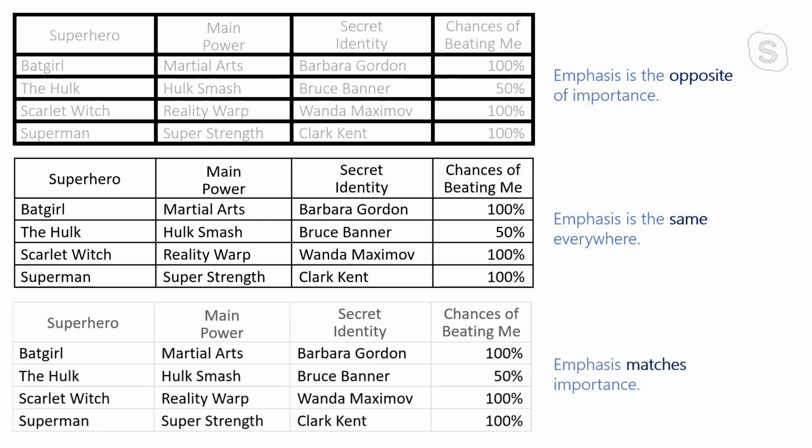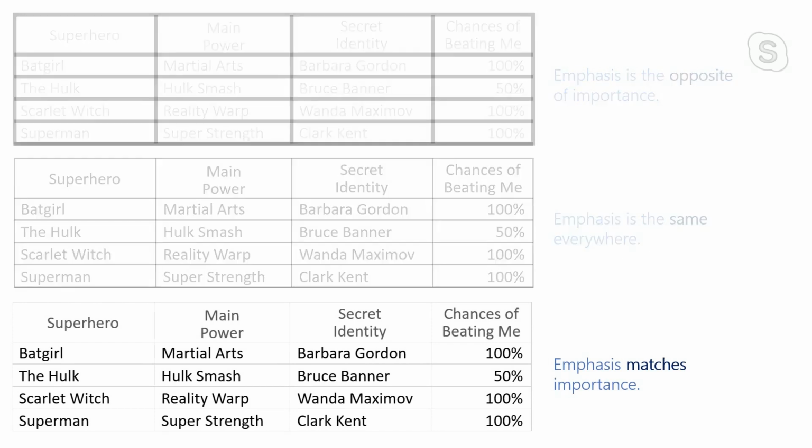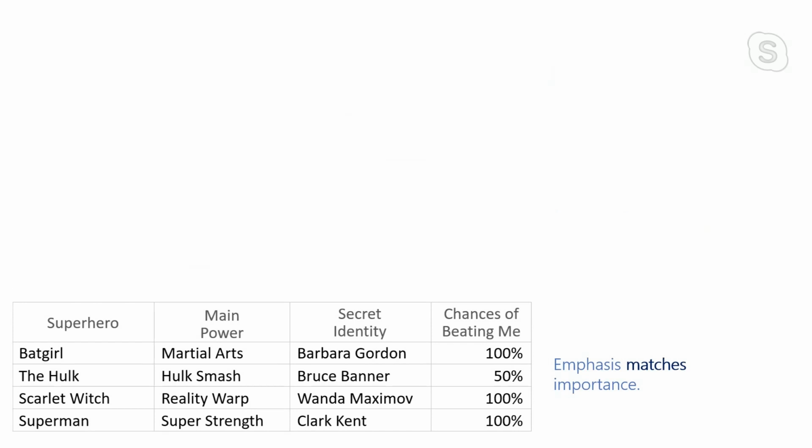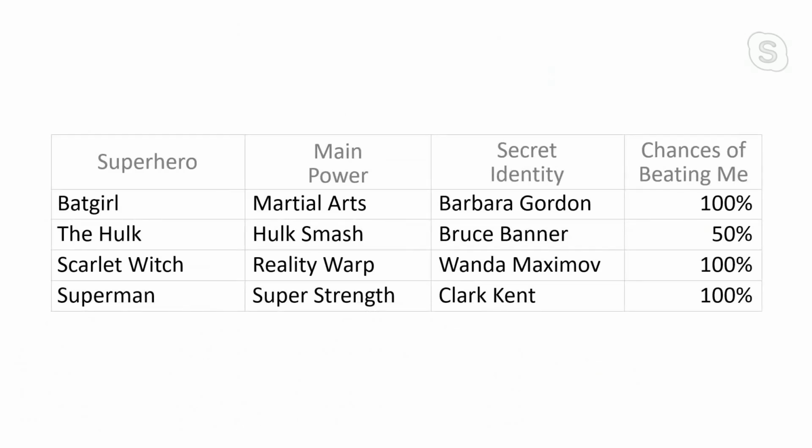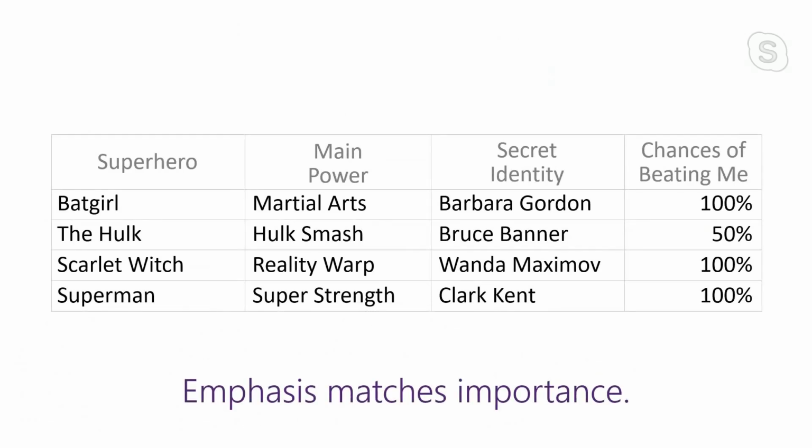And then we can take a look at these three and ask ourselves the question, which one of these three is easier to read the data? And if you're like virtually everyone, you're going to say the answer is this table down here, right? And in this table, emphasis matches importance.